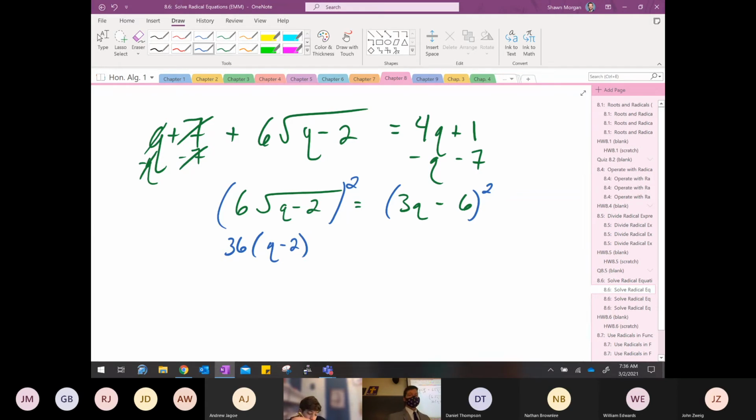Okay. How about on the right side? Are y'all good enough to FOIL in your heads just yet? 3q times 3q is 9q squared. And then 3 times 6 is 18. Double that, you're going to get 36. And then negative 6 times negative 6 is 36. Okay. I suppose I could go ahead and distribute my 36 on the left. And then we can combine like terms.